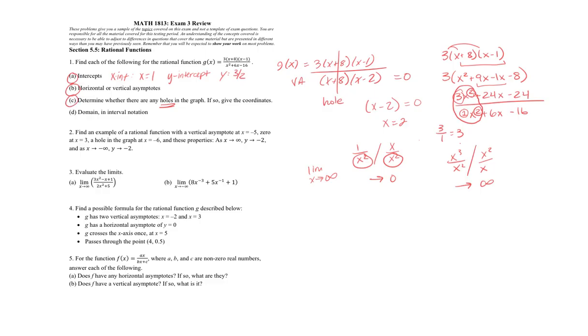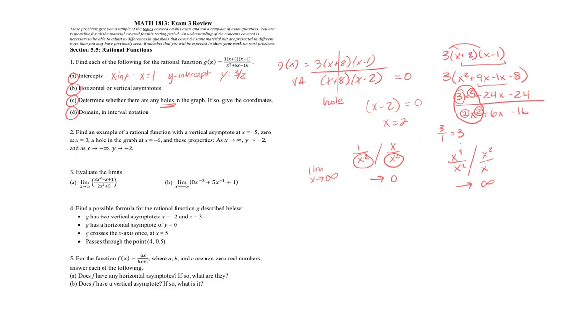So now we finish parts A, B, and C. Let's go on to part D with the domain. So now we know that there are problems at x plus 8, which is x equals negative 8. And we also have a slight problem here of undefined at x equals 2. So with that being said, we're going to have to think about this. If we're looking at the graph, that means there is a hole somewhere here in this negative 8 region, and we also have an asymptote here at 2.